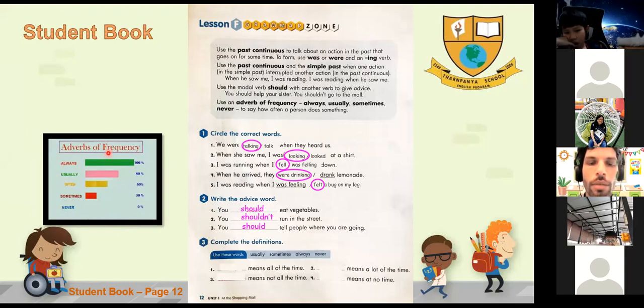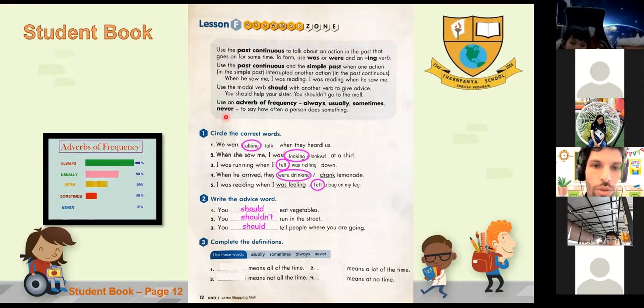We are going to talk about some words that are called adverbs of frequency. Let's take a look at this table. We have a few words here: always, usually, often, sometimes, and never. Again, these words are called adverbs of frequency.